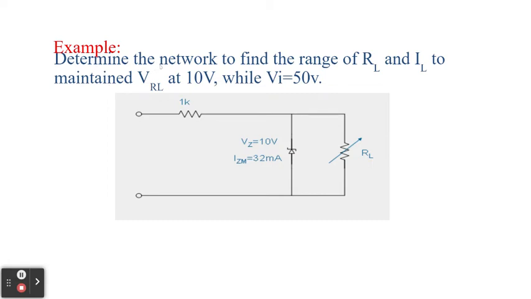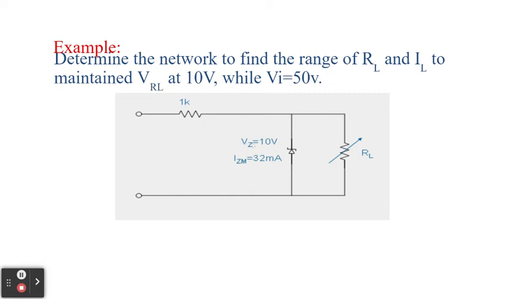Now, in this example, we will be determining the network or the circuit to find the range of RL and the range of IL to maintain VRL at 10 volts while the input voltage is 50 volts. In other words, the input voltage here, V in DC, will be equal to 50 volts DC. And we are trying to find the load resistor that will be between a minimum value to a maximum value, and also the IL minimum and the IL maximum in order to produce a voltage VRL of 10 volts.